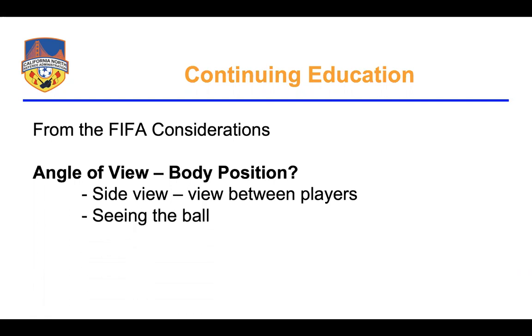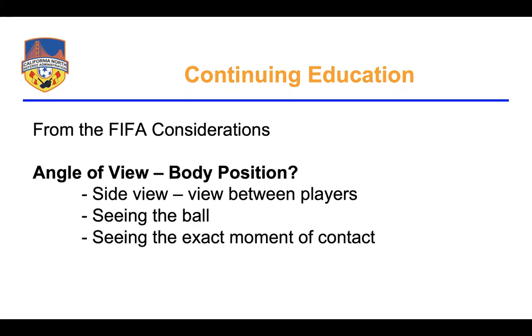We want you to be able to see the ball. Again, with this last replay we saw, and I'll go back to it when I'm done with all these considerations, the referee is not able to see the ball. And so he can't see if the attacker or the defender has actually played the ball when making that challenge. And so if you can't see the ball, you can't see if the ball gets played, which means you can't tell if contact between two players is legal or not legal. So we need to be able to see the ball.